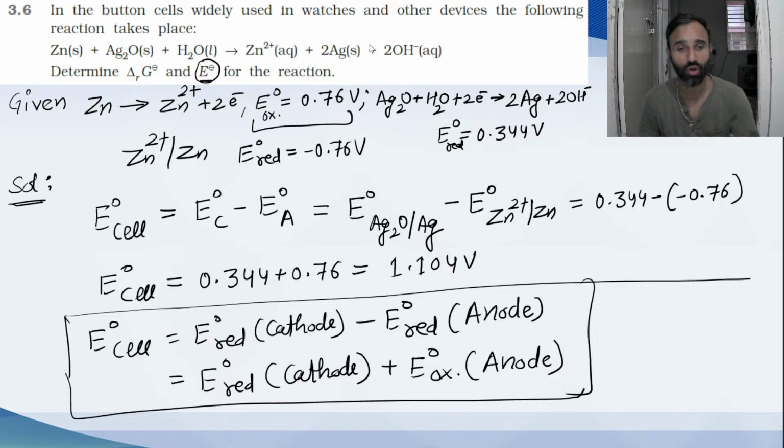Now delta G naught. What is the formula to calculate delta G naught? What is delta G naught? Standard Gibbs free energy. And what is the formula for it?